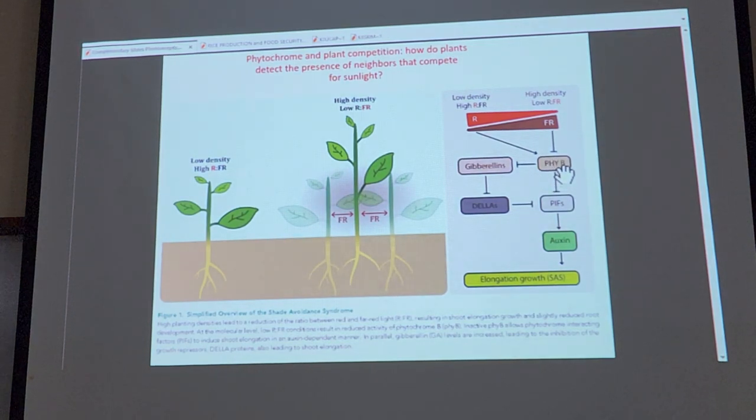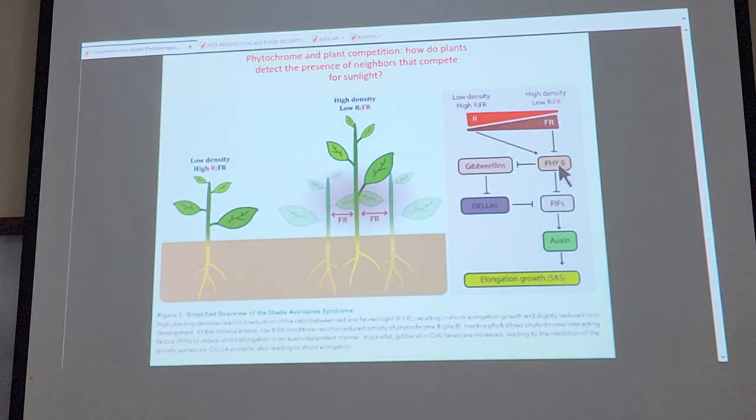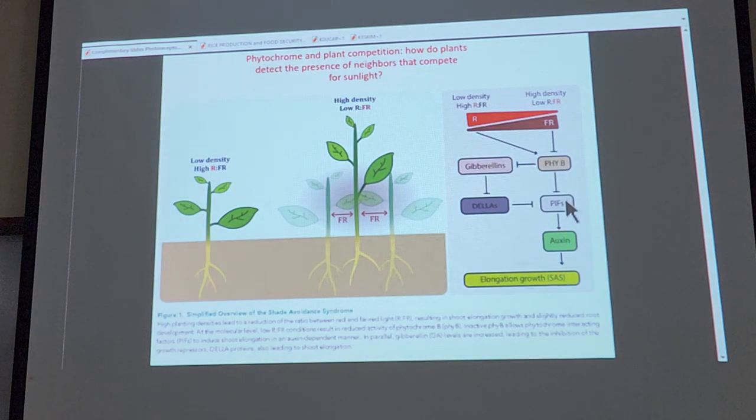Phytochrome B will start to be deactivated. Remember, there are many phytochromes. For this case, we're dealing with phytochrome B. When phytochrome B is deactivated, a cascade of things will happen as well. For example, PIF will no longer be inhibited. PIF stands for phytochrome interacting factor. It's a protein. PIF is actually needed to promote the auxin. So when this thing is not in the picture, cut this, what happens to PIF?